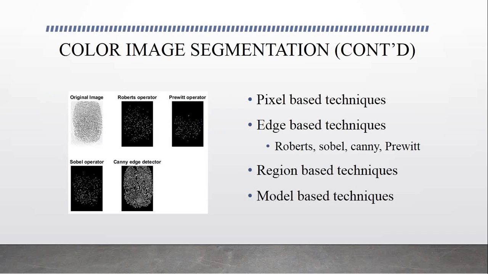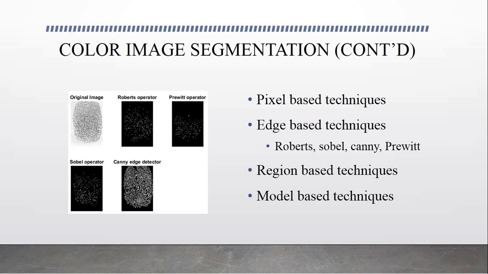First, pixel based techniques. Histogram thresholding is one of the simplest techniques in pixel based segmentation. It is also a popular and the most commonly used technique for image segmentation. Next, edge based techniques. This technique is used to find all discontinuities of the region in the given image. Here they are classified as Roberts, Sobel, Canny, and Prewitt edge based techniques. As you see in the left side image, this is the output using the MATLAB function.